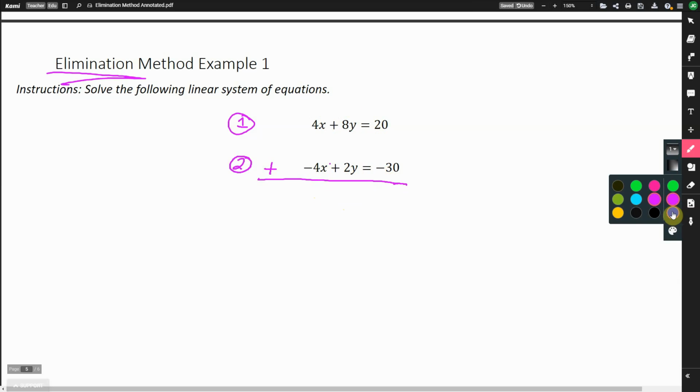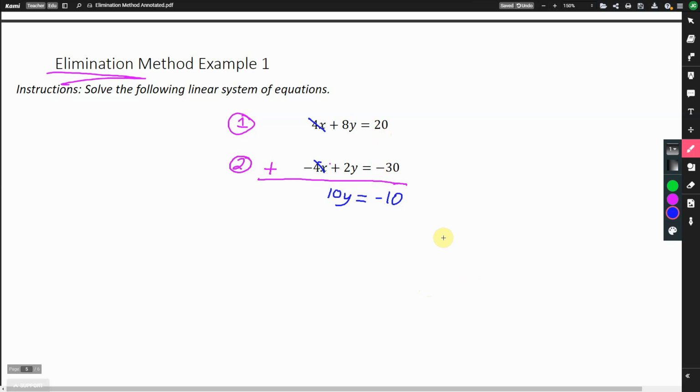If you were to add these two, the x terms would cancel out, because 4x minus 4x is 0, so you don't have any x anymore. Then you add 8y plus 2y, well, that's 10y, and that equals 20 minus 30, which is negative 10.